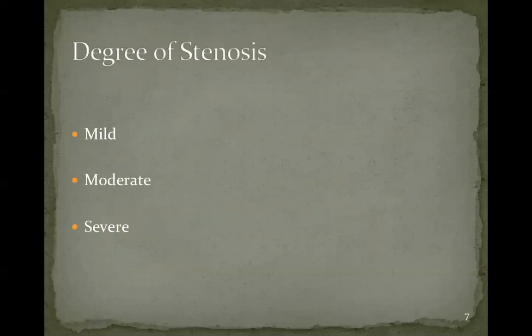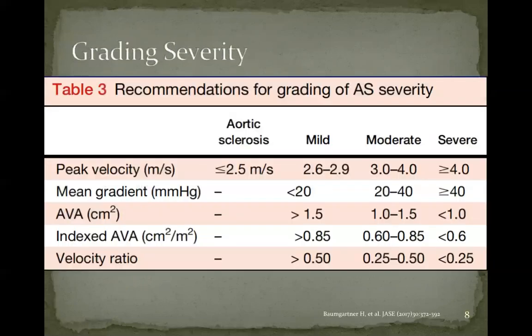There are 3 different types of aortic stenosis. When we define it, we characterize it as mild, moderate, and severe. Here's a good table demonstrating how we grade aortic stenosis in the 3 different categories of mild, moderate, and severe. We look at peak velocities, mean gradients, aortic valve areas, and velocity ratios.